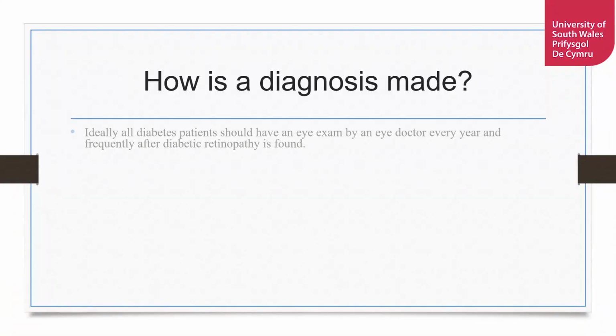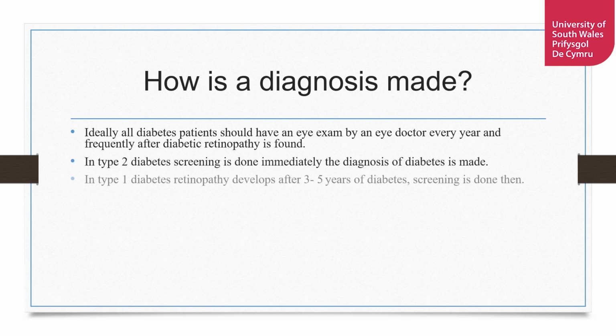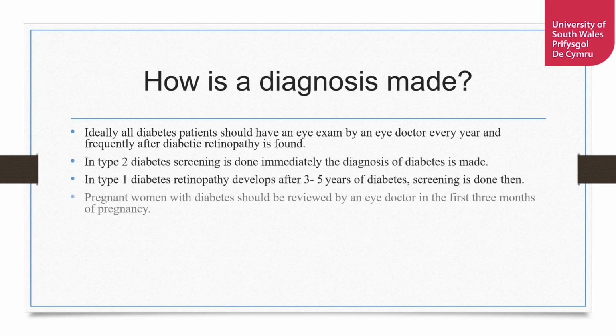How is the diagnosis of diabetic retinopathy made? Ideally, all diabetes patients should have an eye exam by an eye doctor every year. Pregnant women with diabetes should be reviewed by an eye doctor in the first 3 months of pregnancy.